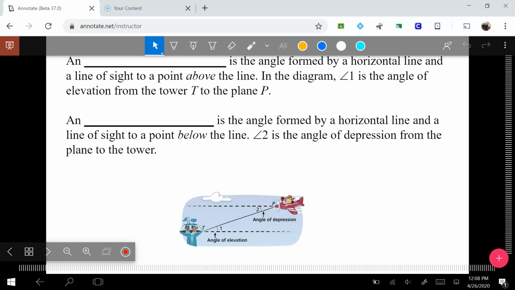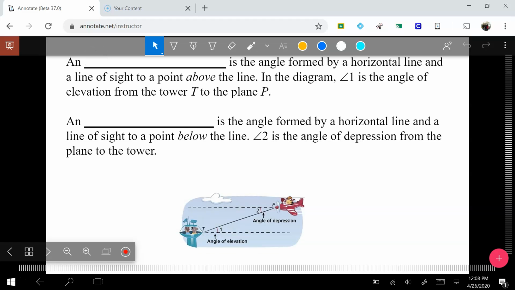Okay, so an angle of elevation is an angle formed by the horizontal line and then they're looking to the point above. So you can see here, when you're looking up, that's the angle of elevation. And then when you're looking down, that's the angle of depression. I'm going to abbreviate right there. So you have the line of sight and then the angle formed looking down.